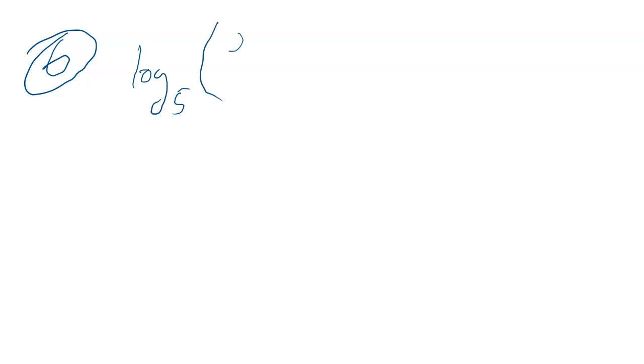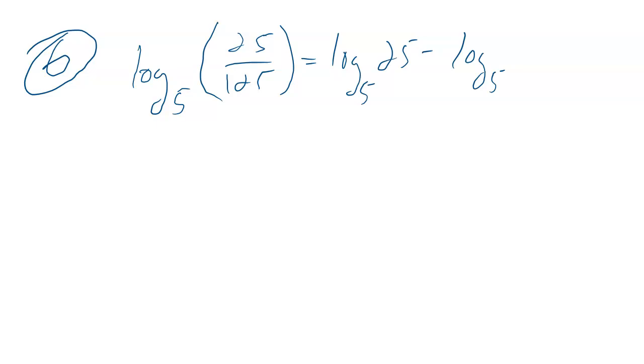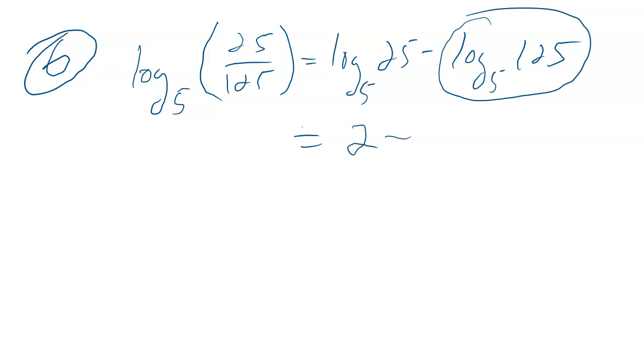All right, number 6. Now when we're talking about a quotient, we take the difference of the logs. So log base 5 of 25 over 125 is log base 5 of 25 minus log base 5 of 125. I guess they just want this value. That's not hard, but I'm just going to continue. This is really easy to calculate because this becomes 2, and this becomes 3, which is -1.